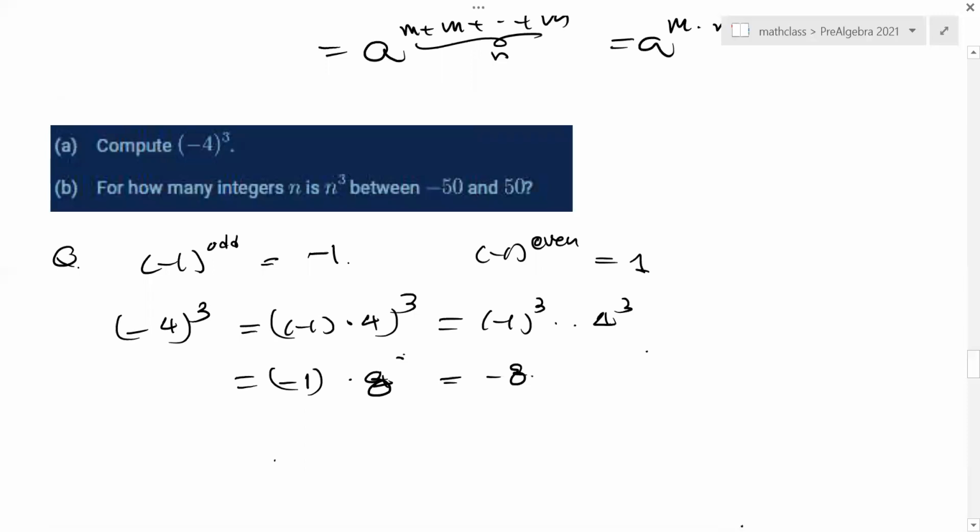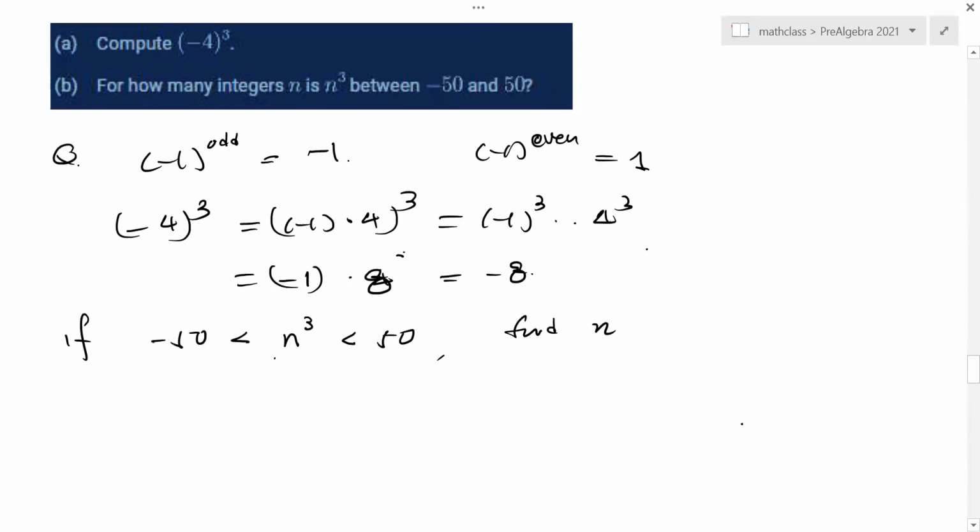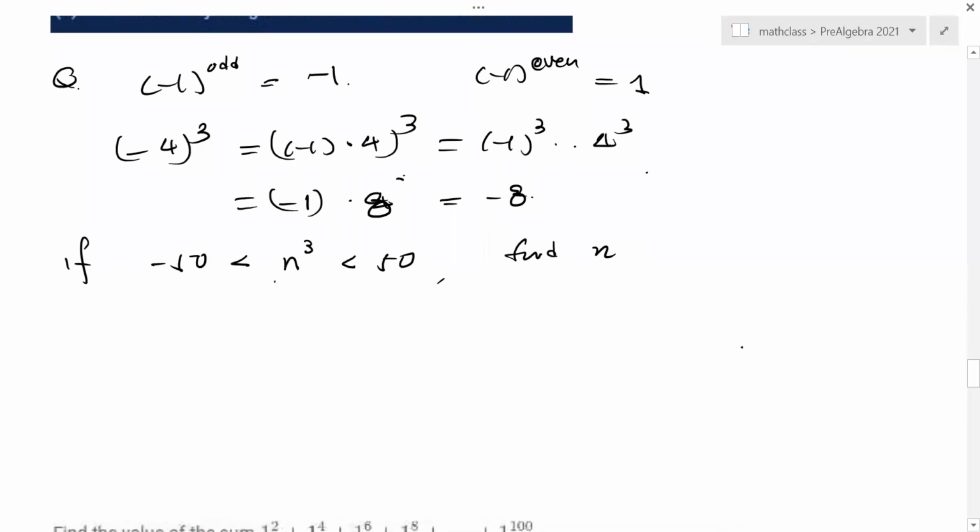Now let's look at the next problem. This is a pretty challenging problem. We're going to find the integers n such that n cube is less than 50 and greater than -50. Okay, find the n. How do you solve this problem? Think about it. I'll give you half a minute to think about it.